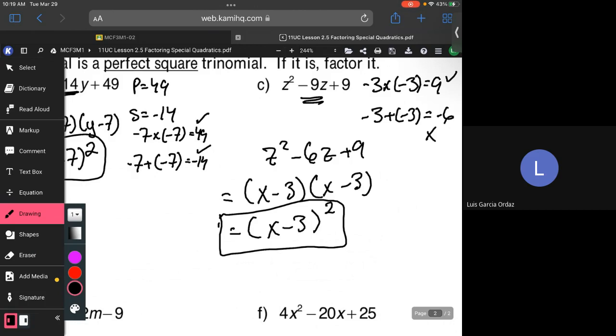On the test, if you get a question like this, would you want this, right? Like it would work with... No, I would just say factor if possible. And if it's not possible, you just write not possible.